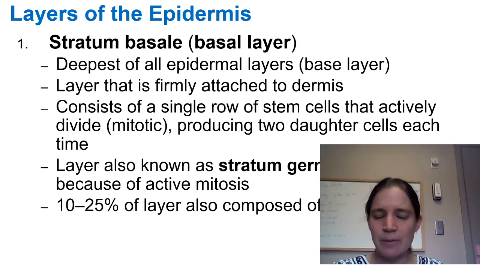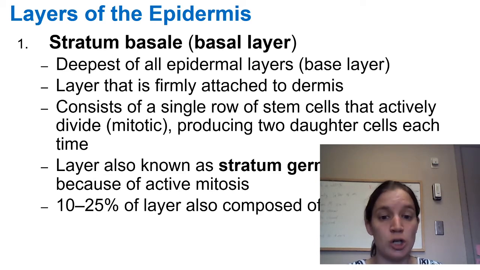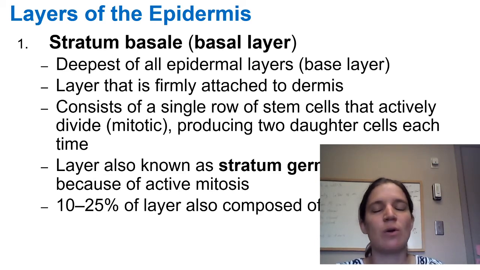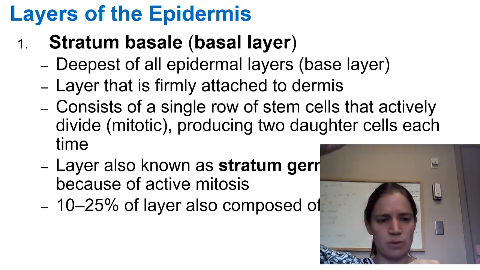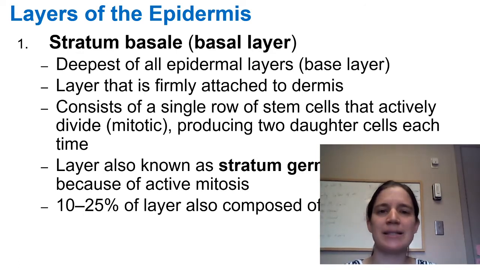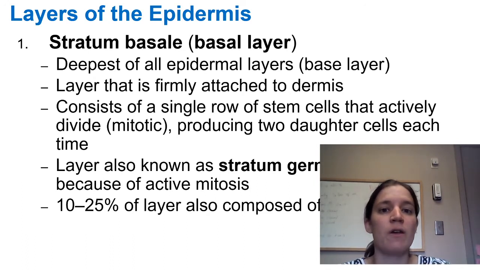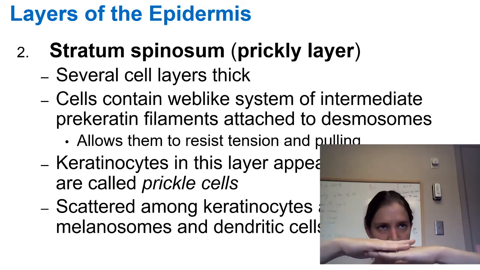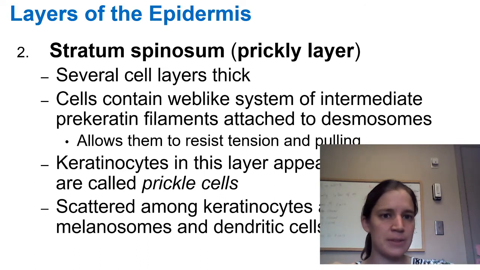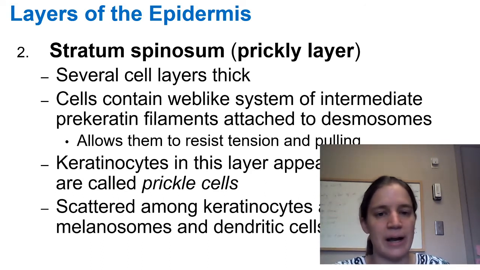It's the layer that also can be called a germ layer because it's just really, really busy in mitosis, meaning these cells are dividing all the time. Dividing and cells are moving up. About a tenth to a quarter of this layer is also going to be melanocytes, so there's also going to be some pigment to the skin. So we have base layer that's got these dividing stem cells that are just constantly producing keratinocytes.